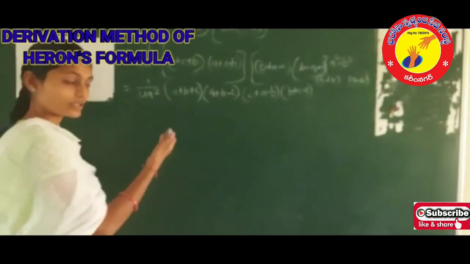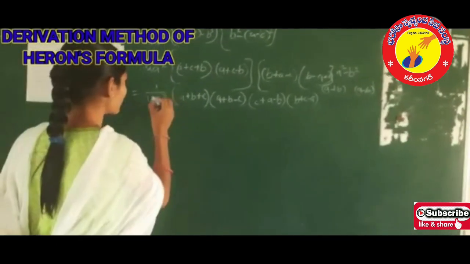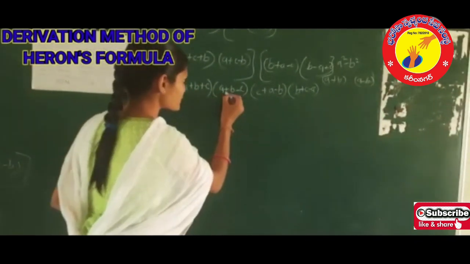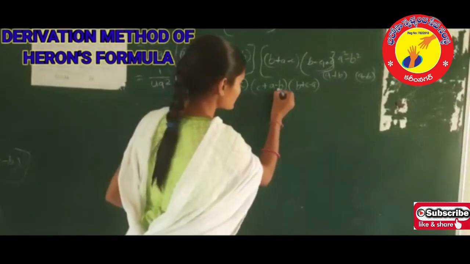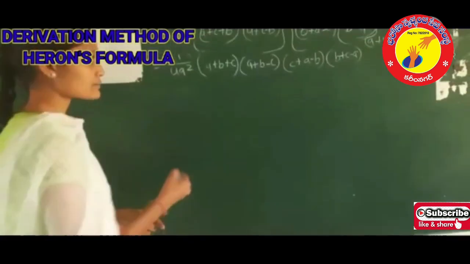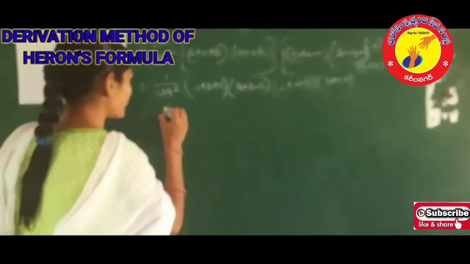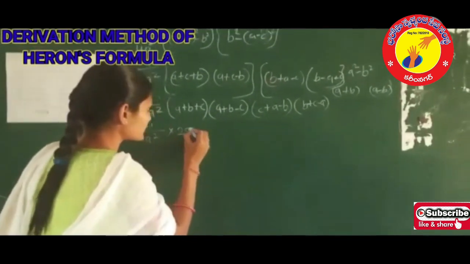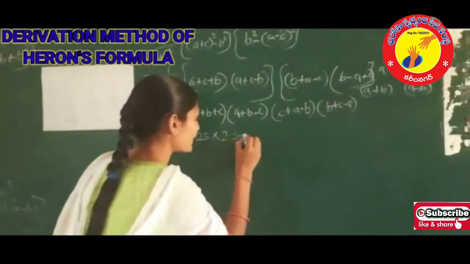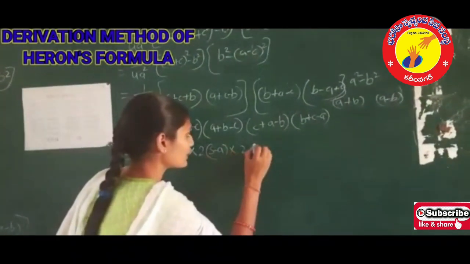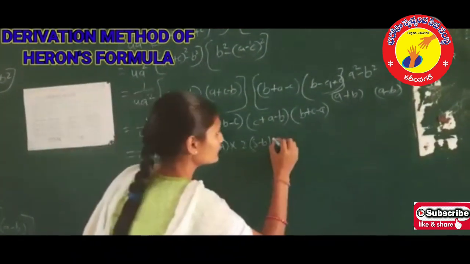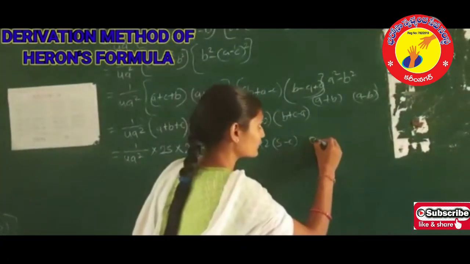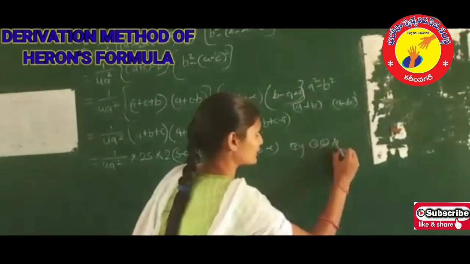Let us write these values in our form. We get 1 by 4a square is (a plus b plus c) and (a plus b minus c) and (c plus a minus b), (b plus c minus a). Substituting the correct values, we get 1 by 4a square of 2s into (2s minus 2a) into (2s minus 2b) and into (2s minus 2c), by 1, 2 and 3.